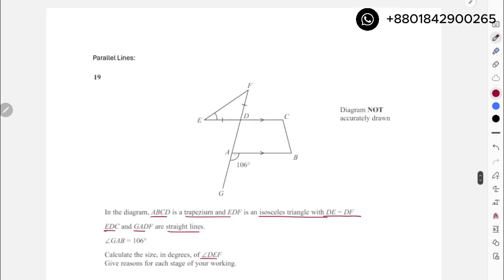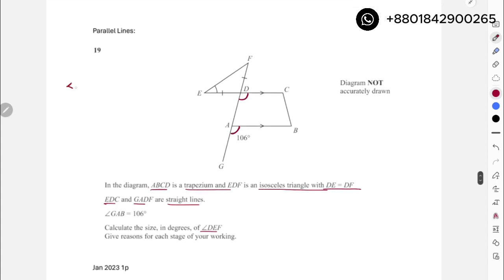Okay, one thing I can understand, that if this is 106 and AB and EC are parallel to each other, this is also going to be 106, angle ADC. So first thing we'll say that angle ADC is 106 degrees. They have asked that you have to give a reason for each stage of your working. That means this is equal because of corresponding angles, because EDC and AB are parallel to each other. So this is your reason: this is corresponding angle, with the explanation that EDC is parallel to your AB.